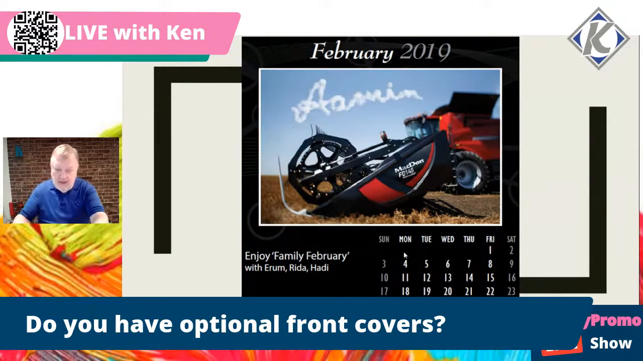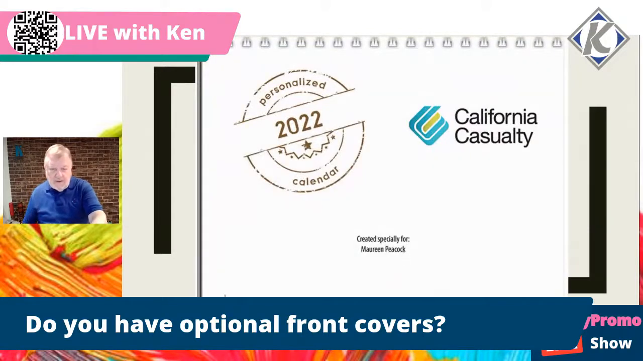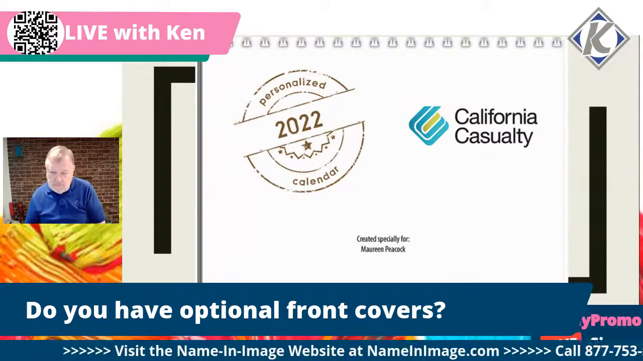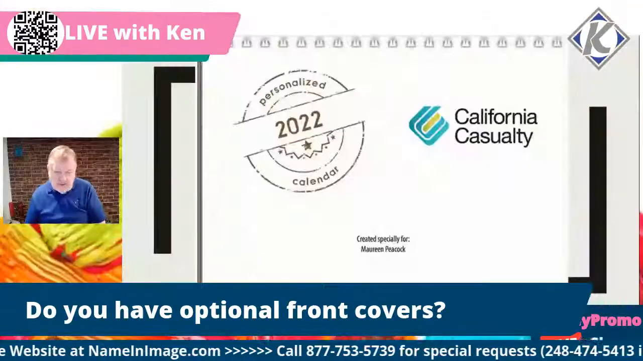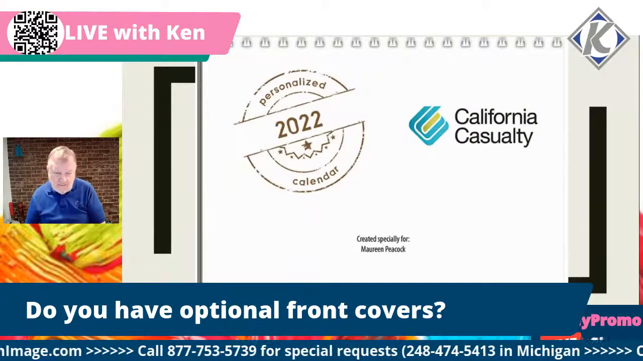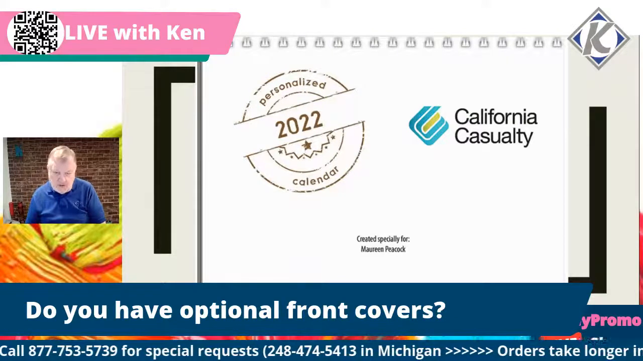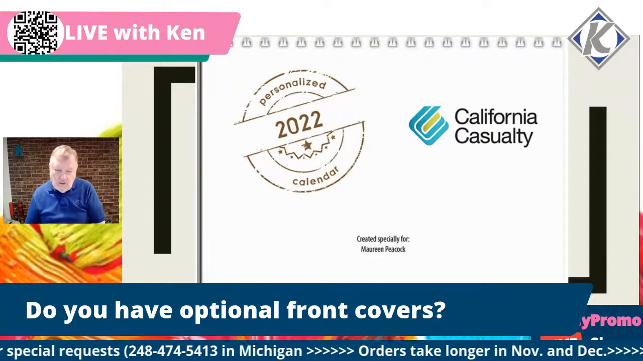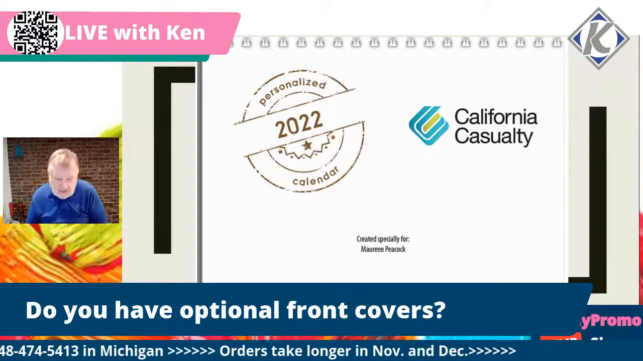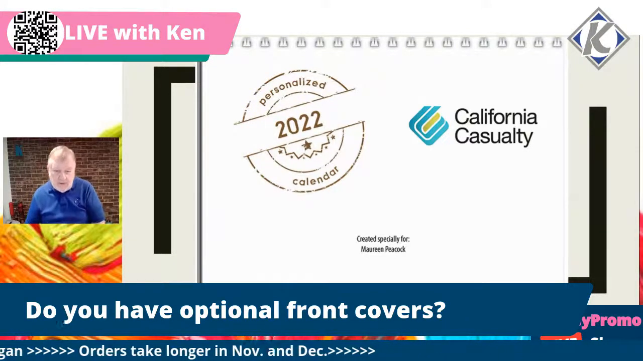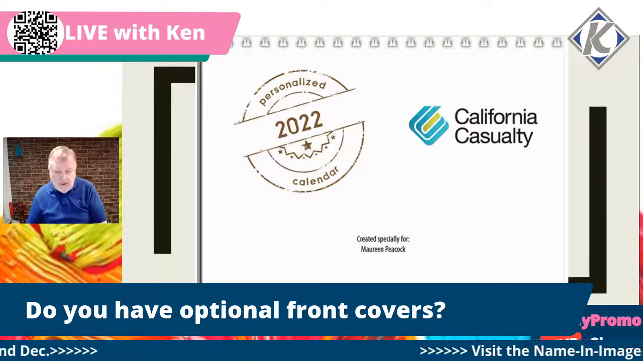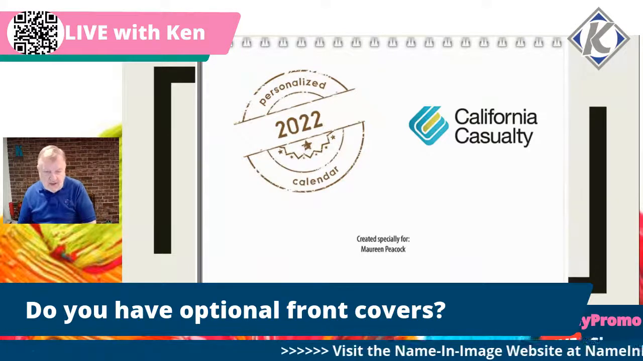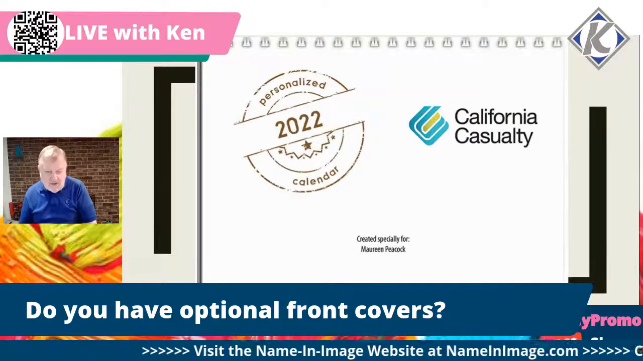Another question is optional front covers. Here's what the standard cover looks like. This has got this rubber stamp type image. Of course, your logo goes on it. And then it says made specially for and the name of the person. And then in the lower corner, you can't even see it, it'd be a little tiny number, and that's the number on the Excel sheet.